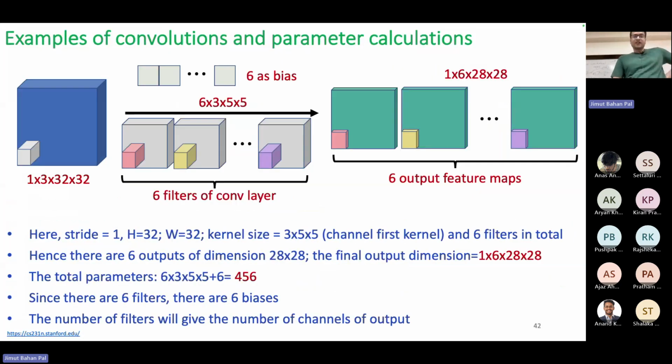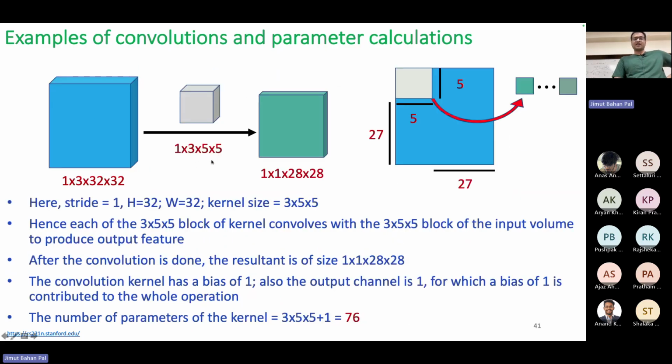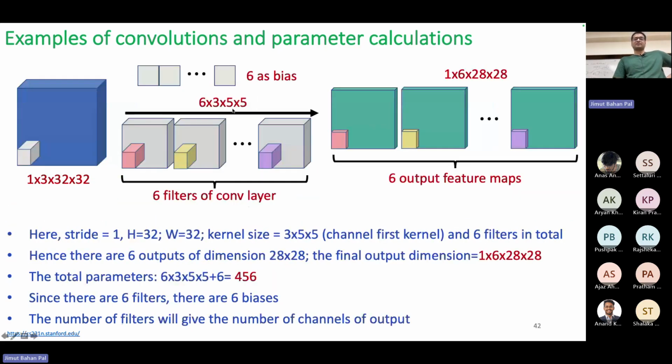Now we are taking the same input, but in this case we are taking 6 filters. Previously it was 1 cross 3 cross 5 cross 5, now we are using 6 cross 3 cross 5 cross 5. So the number of parameters will change accordingly. The bias will be 6 since we are using 6 filters, and the remaining stuff will be the same. So this will be 6 cross 3 cross 5 cross 5 plus 6, which is 456 parameters for this operation, or for this layer, if you can call it a layer.